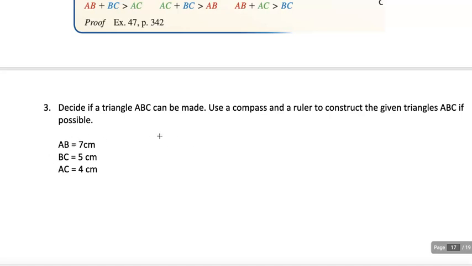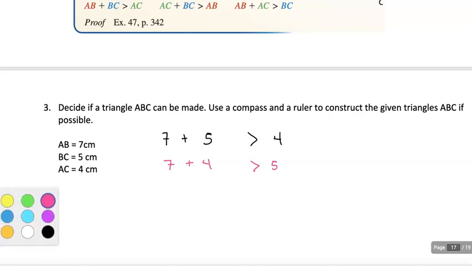I'm going to have three sides here, right? So I got AB, BC, and AC. This theorem says that whatever combination I choose has to be true. So any two sides I choose, the sum of those two sides needs to be bigger than the third. The first one is 7 plus 5 has got to be bigger than 4. Then 7 plus 4 has to be bigger than 5. And lastly, 5 plus 4 has to be greater than 7.